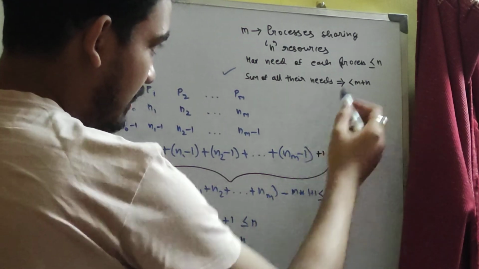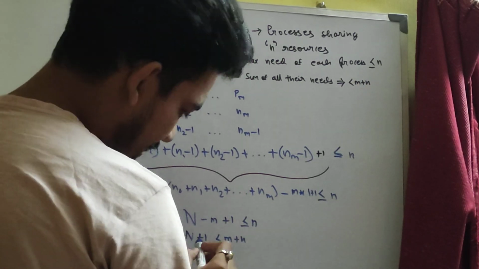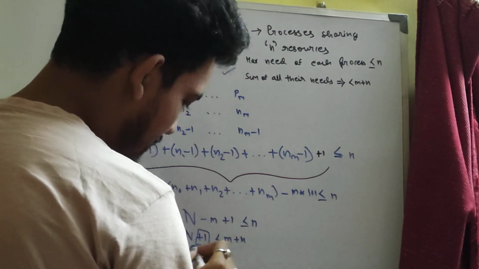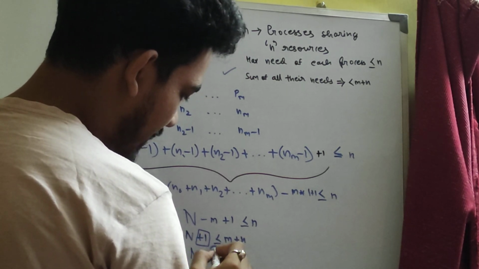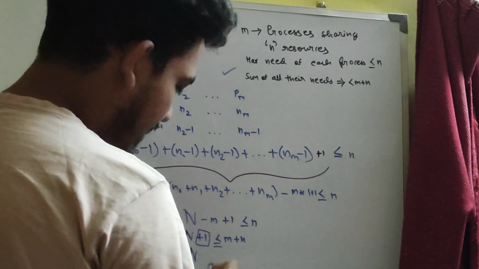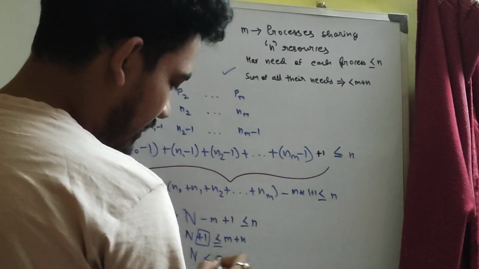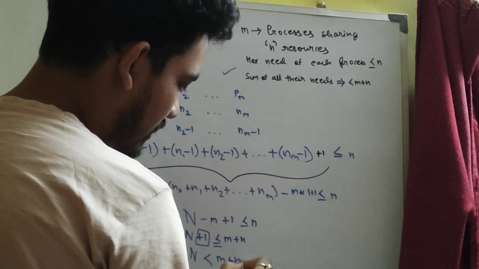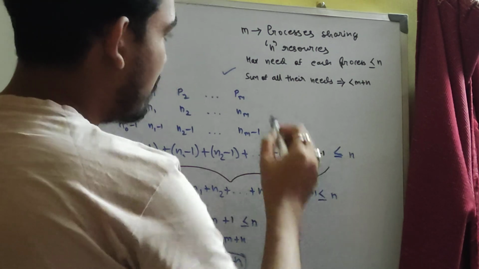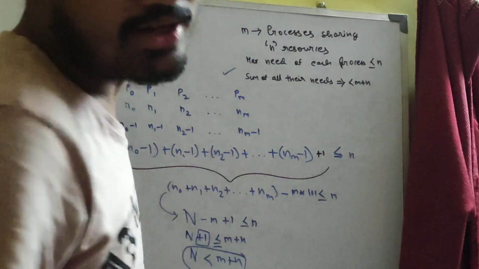But these two are not equal. Why is it not equal? Because we still have plus 1 here. If we remove that plus 1, this equal to sign vanishes, and this becomes N is less than m plus n. So we get our initial condition which is given in the question, and hence this system is deadlock free. Thank you.